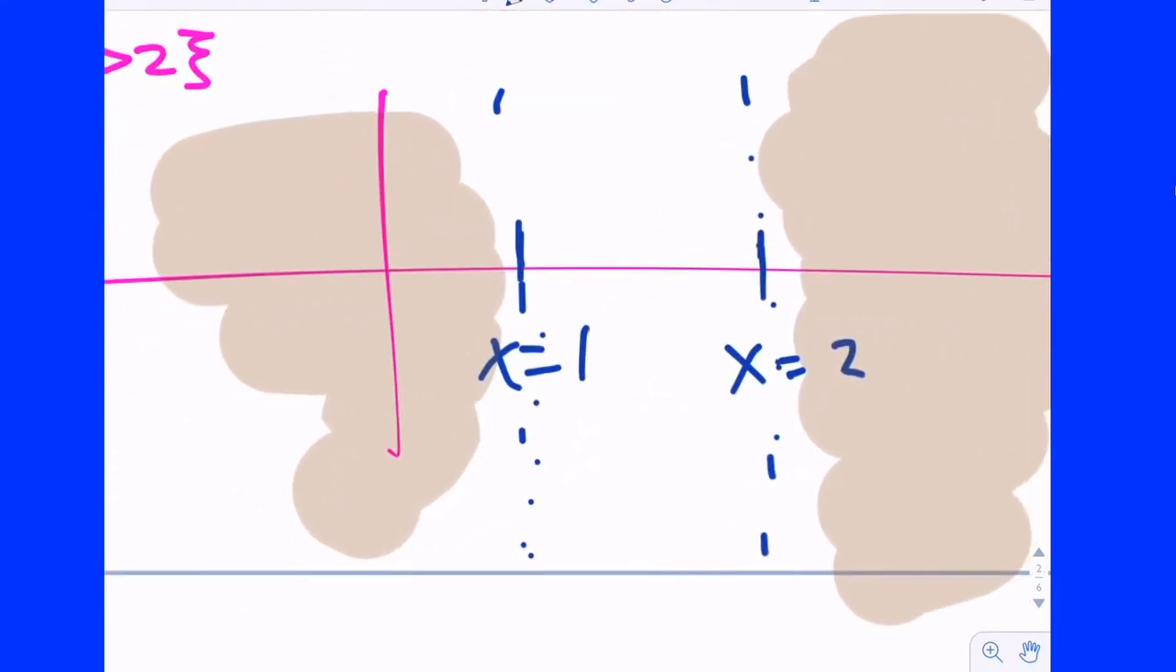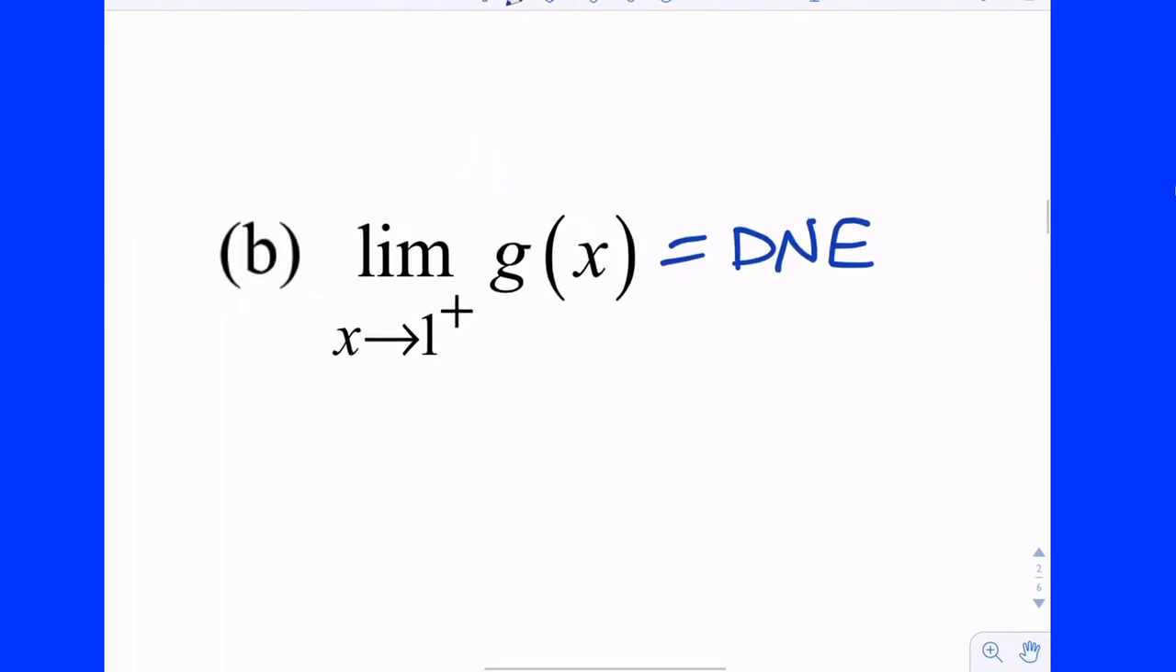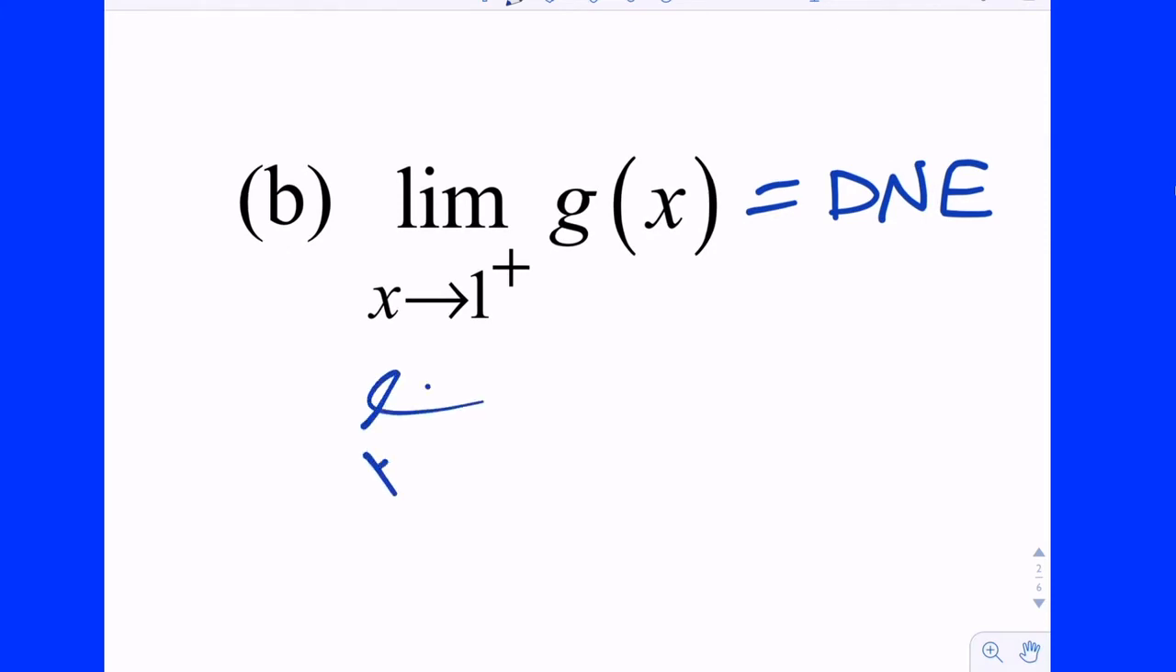Well, can we do better than DNE? If I'm approaching 1 from the right-hand side, look at what we just said. We just found the domain and said it only lives to the left of 1 and to the right of 2. Can we even be approaching 1 from the right-hand side? No. So this one is DNE. There's no other thing it can be, right? It's DNE because the graph doesn't exist there, which is why DNE is a good catch-all category if you're not sure.